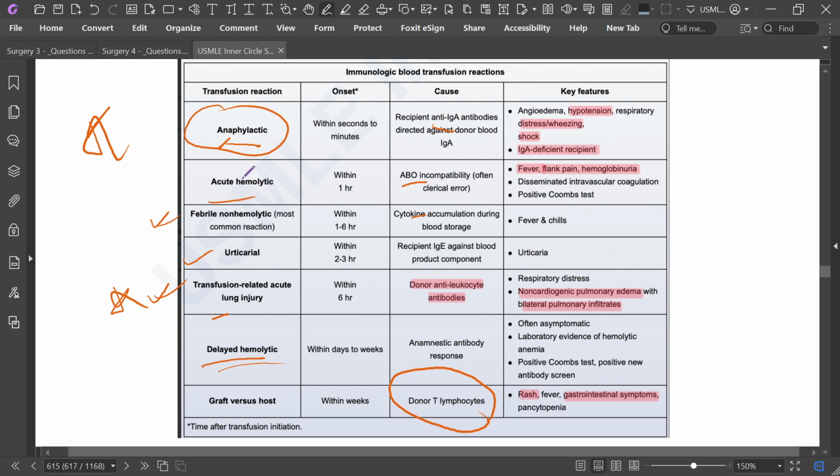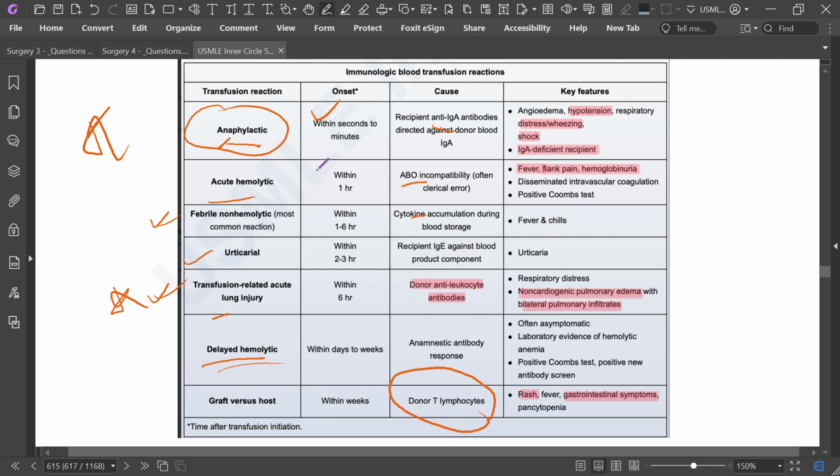Acute hemolytic is ABO incompatibility. Febrile non-hemolytic is cytokine accumulation during blood storage. Graft versus host is due to donor T lymphocytes. Anaphylactic occurs within seconds to minutes.